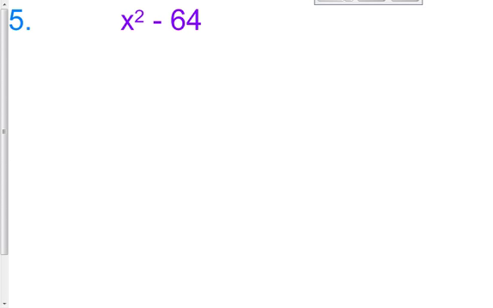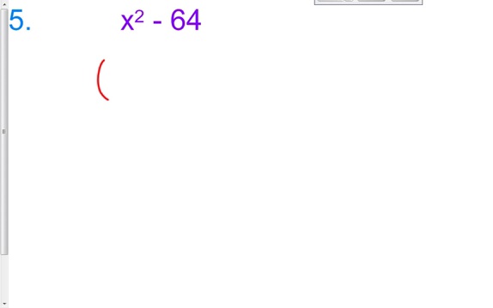Number 5. This one hopefully looks a little bit fishy to you. You only see two terms. You see x squared and a negative 64. When there are two terms, go back to the top of the notes. What are you supposed to do when there are two terms? You should think the difference of two squares.